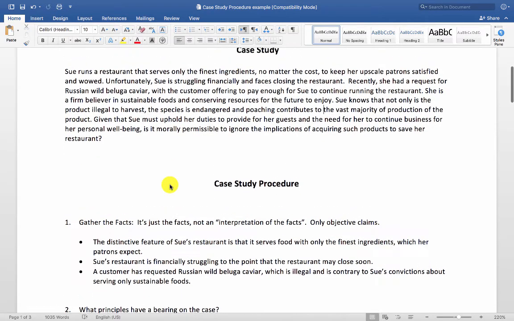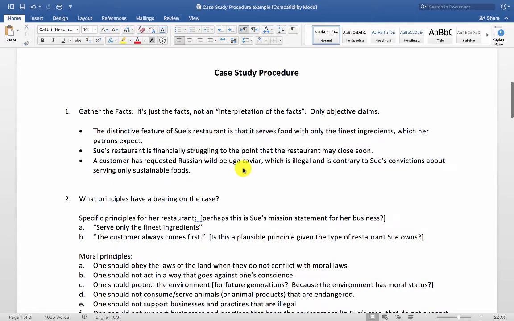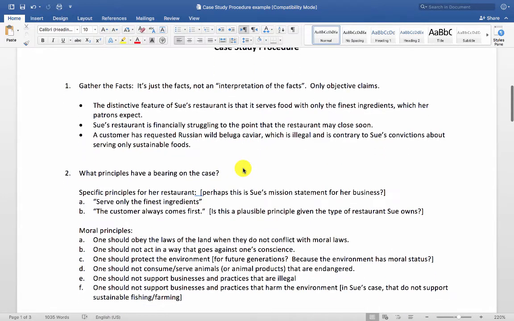Okay, so this is the case, and what are the facts? Remember, these are just the facts, not an interpretation of the facts. I just want objective claims. She serves food with only the finest ingredients. That's her thing, right? Notice the second bullet point: her restaurant is financially struggling, and it may close soon. Okay. A customer requested caviar, and it's illegal, right?